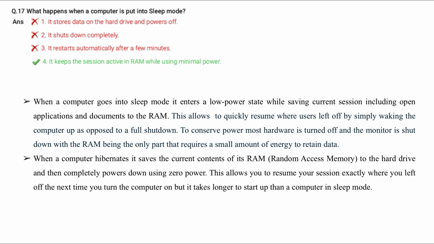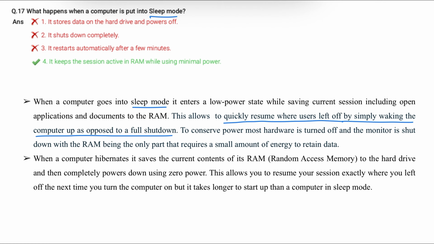Next question. What happens when a computer is put into the sleep mode? When a computer goes to sleep mode, it enters a low power state while saving the current session, including open applications and documents, into the RAM. This allows the user to quickly resume where they left off by simply waking the computer up as opposed to a full shutdown.